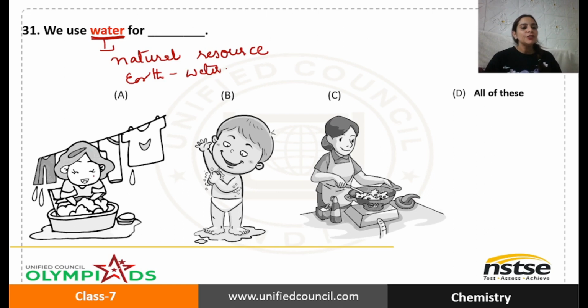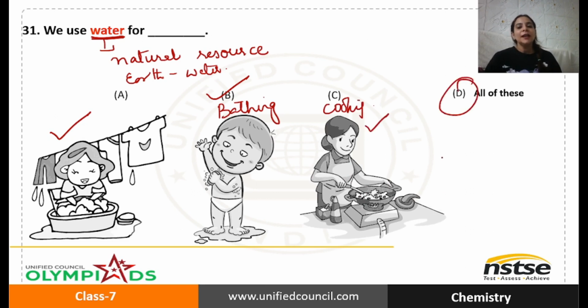Yes, A picture shows that this girl is washing clothes. It's true, because for washing you need water. B picture shows that boy is bathing. Again, for bathing you need water. C picture shows that this woman is cooking. So yes, it's again right, because for cooking also you need water. So here the correct answer is option D. Option D is the correct answer.